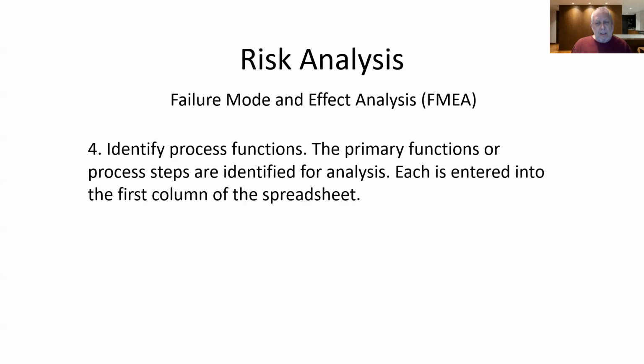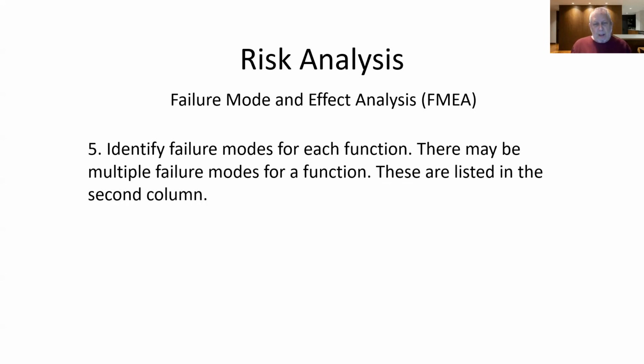Identify process functions. The primary functions or process steps are identified for analysis. Each of those functions or steps is entered into the first column of the spreadsheet. Identify failure modes for each function. There may be multiple failure modes for a function. Those are listed in the second column. What's a failure mode? That's just whatever could fail. It's pretty simple. Just a fancy term for the what failed.